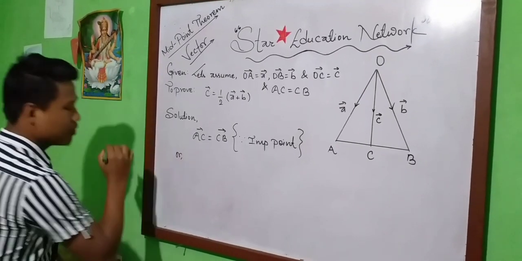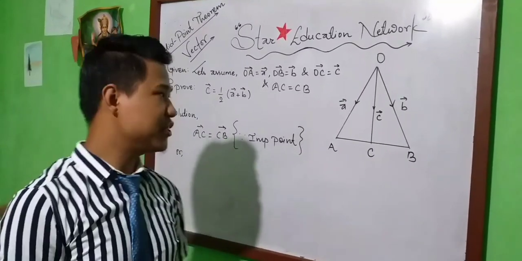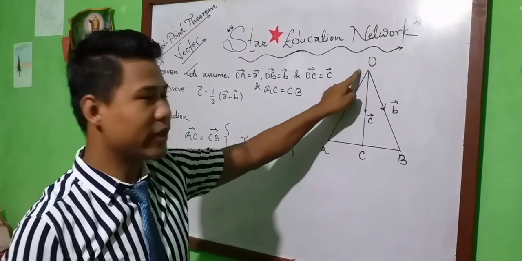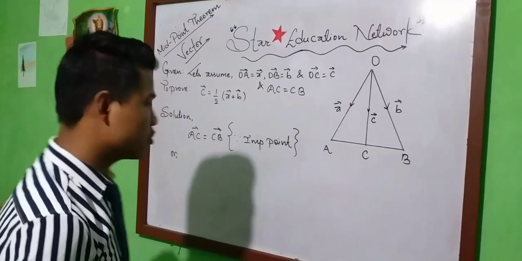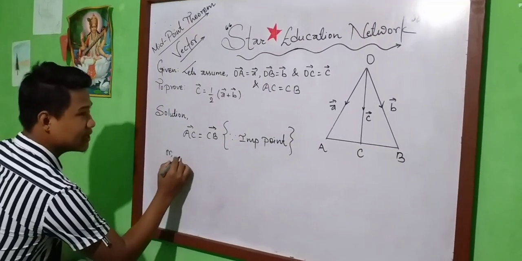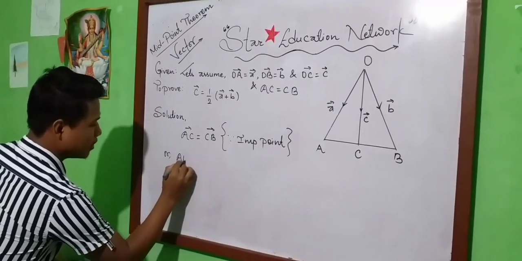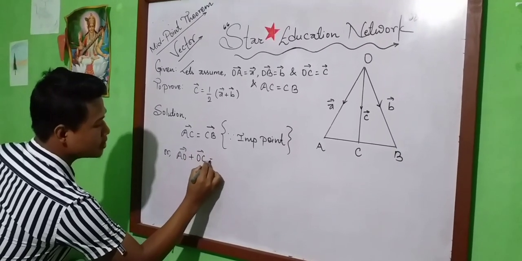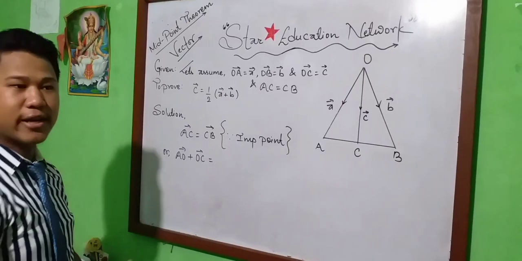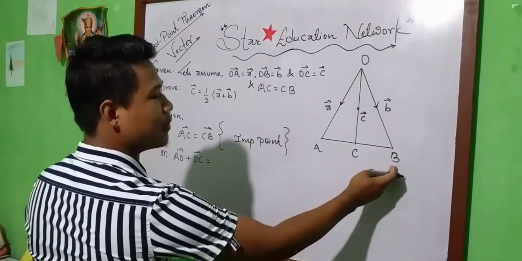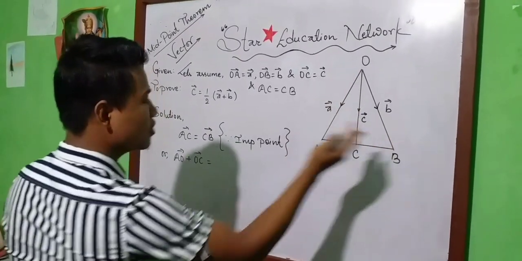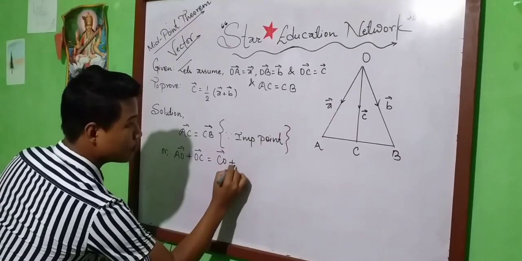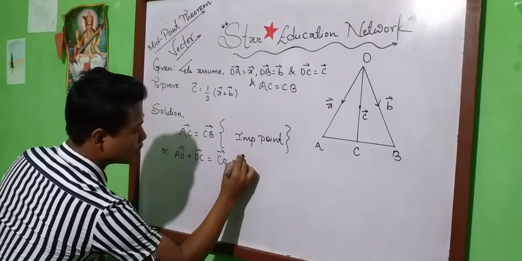As we know the triangle law of vector addition, AC vector can be written as AO vector plus OC vector. So I am using the triangle law that AC vector can be written as AO vector plus OC vector. Similarly, in the CB vector also I can use the triangle law that CB vector equals CO vector plus OB vector. So let us write it down. CO vector plus OB vector.